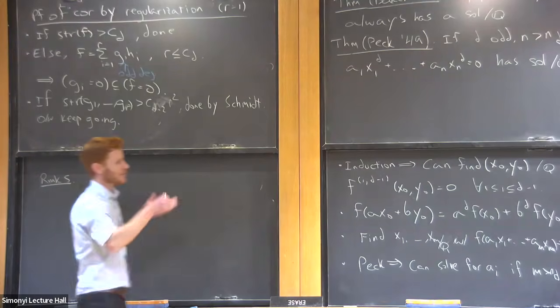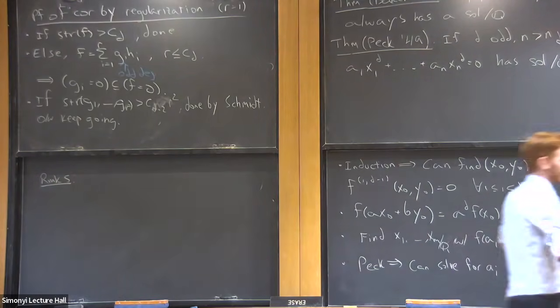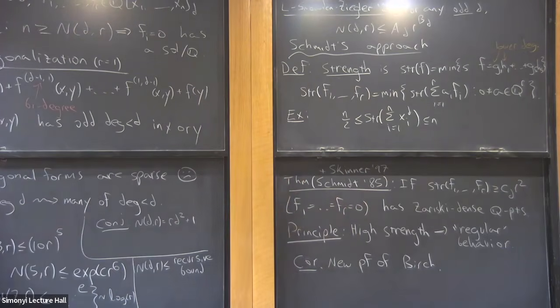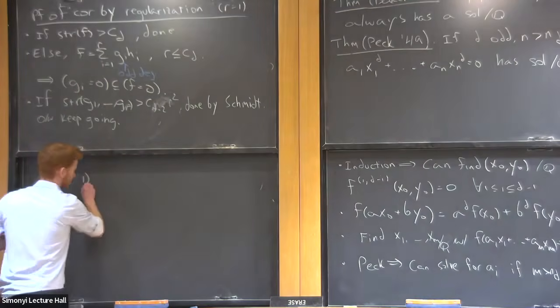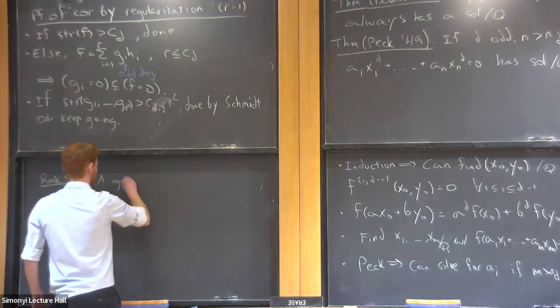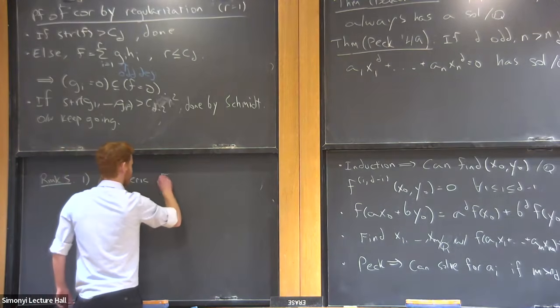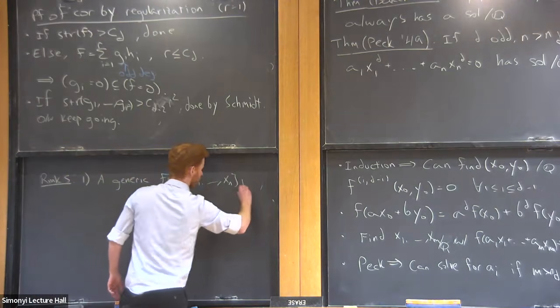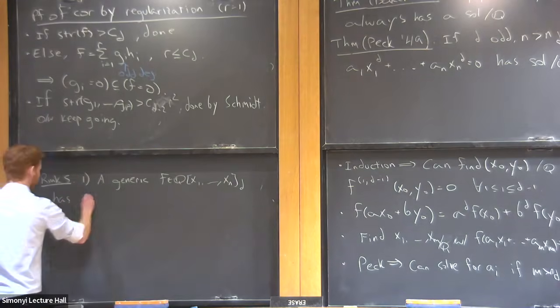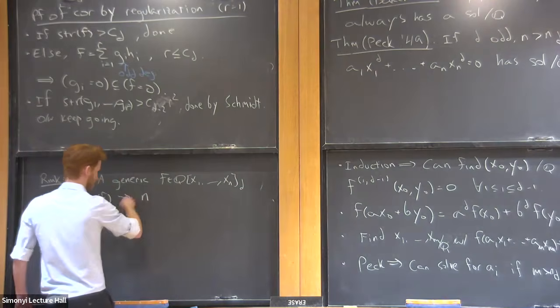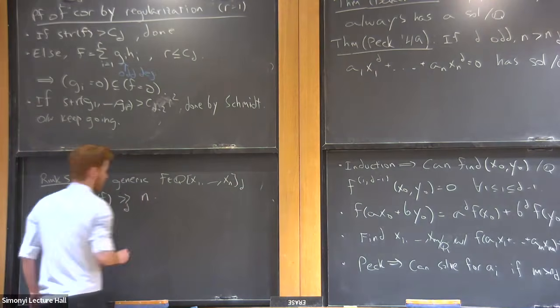But one thing that this does improve is that you can do an easy dimension counting argument and check that a generic form does have high strength. As opposed to the previous case where generic forms are not diagonal, it is true that a generic form of degree D is going to have strength at least n over a constant depending on D.